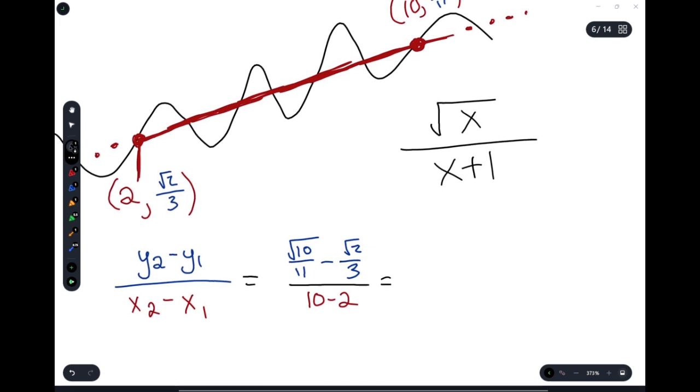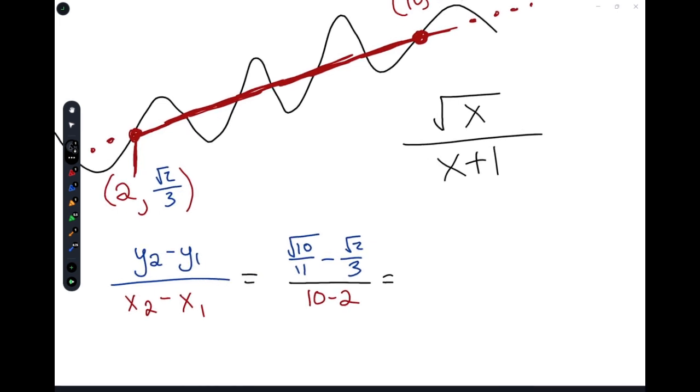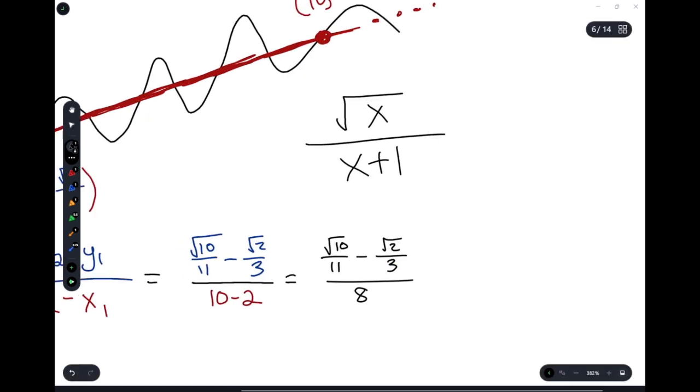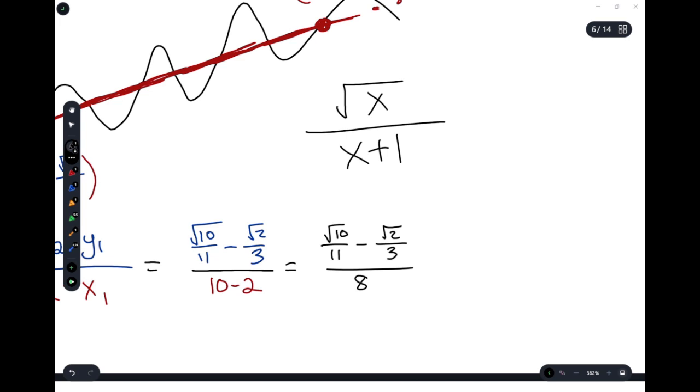Well, let's do the easy stuff first. Look at the bottom. Leave the top alone. And let's just get that bottom down to one nice, neat number. 8. That's not the hard part. That's what everybody's saying. Okay. Any thoughts? Anybody have a?